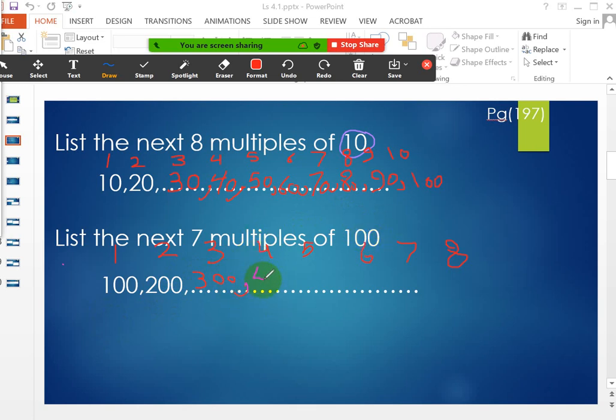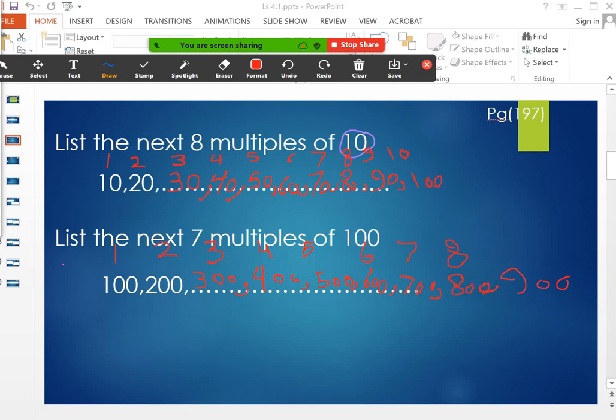100 multiply 4 equals 400. After that, 500, 600, okay? Just 1 minute, okay. After that, 700. Okay, after that, 800. Okay, now count 1, 2, 3, 4, 5, 6. Still 1, 900. So he told me just write 7 multiples. So 1, 2, 3, 4, 5, 6, 7.